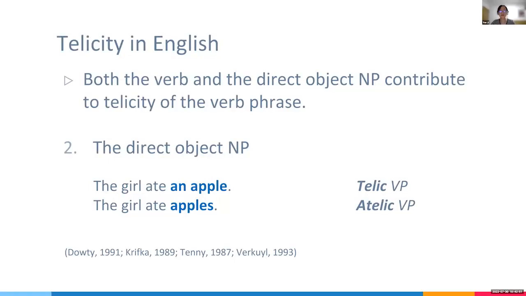So apart from the verb component, the argument, the direct object, also matters for telicity. When the object is quantified, such as an apple, the verb phrase is telic. The endpoint is specified. In the case of eating an apple, the ending is when the apple is gone. When the object is not quantified, such as a bare plural form, apples, the verb phrase is atelic. For eating apples, the endpoint is unspecified.